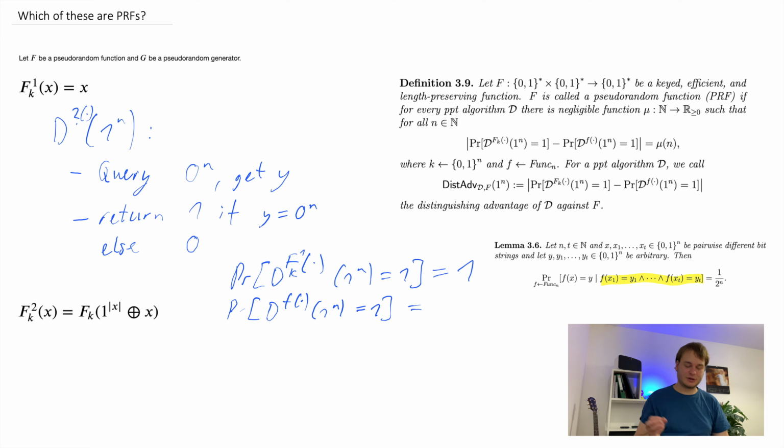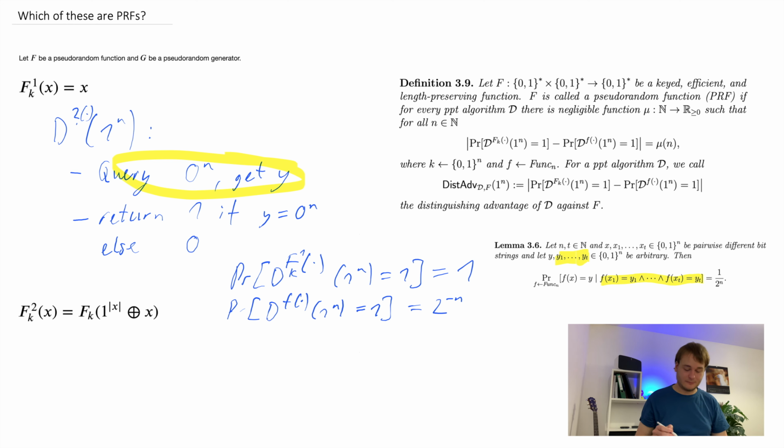So when my distinguisher in the first step queries 0 on a properly random function, then the probability that the function also outputs 0 in this case is just 2^-n, according to this lemma. We have the special case where t, the number of queries that we do before our last query, is 0, so we don't query anything beforehand.